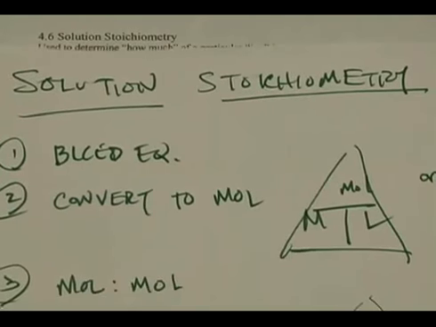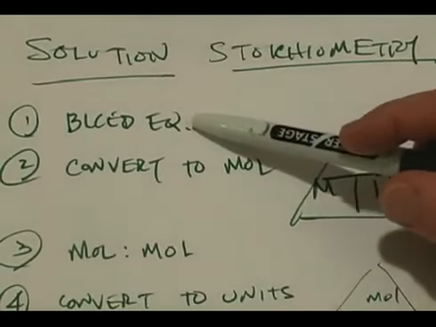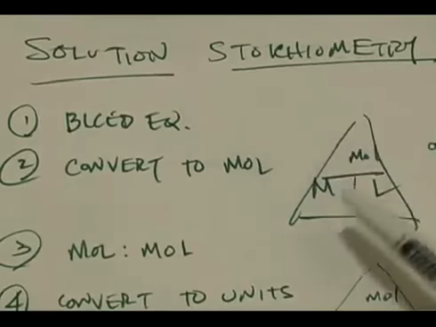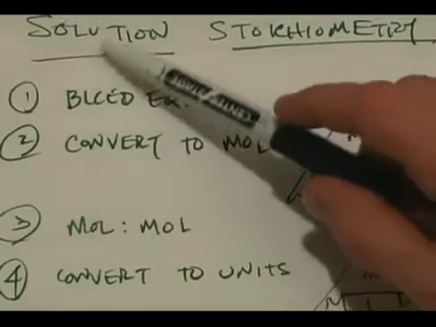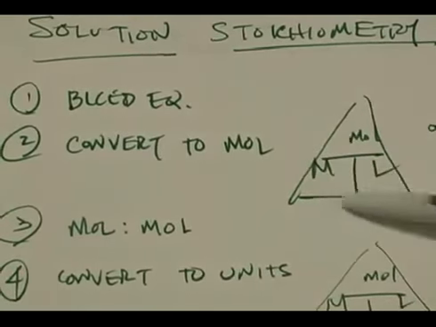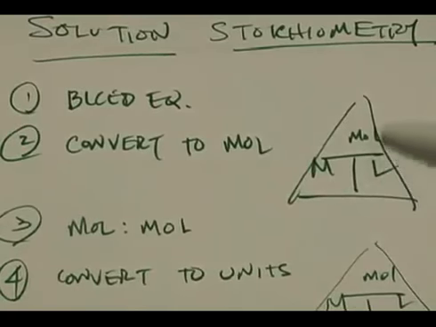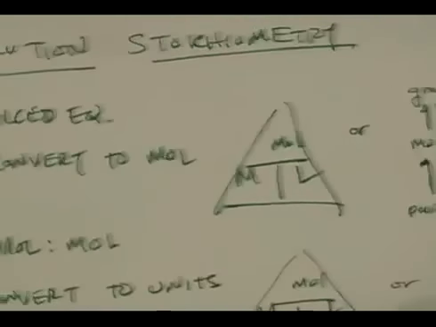In solution stoichiometry, step number one is always to make sure that you have a balanced chemical equation. Sometimes it's given to you, sometimes it's not. The second step is, when in doubt, convert to moles. And since we're talking about solution stoichiometry, most of the time we're going to end up using the molarity triangle. Molarity equals moles divided by liters, usually solving for moles. Or occasionally you'll be given grams and you have to go to moles, or you're given a number of particles and have to go to moles.